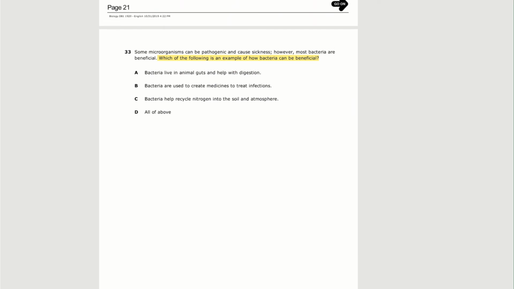Which of the following is an example of how bacteria can be beneficial? Whoa, that means good. Bacteria live in animal guts and help with digestion. Help? Digest? Didn't we just do that on the top? Bacteria are used to create medicines to treat infections. That's true. Bacteria help recycle nitrogen in the soil. Yeah, that's true too. Man, all of the above sound good, right?